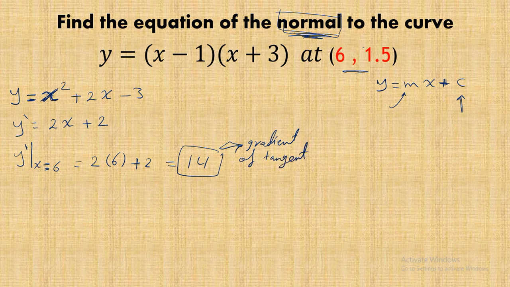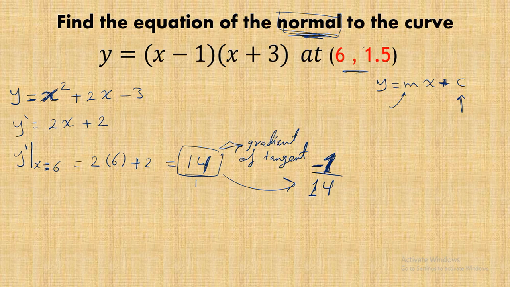What if we want to find the gradient of normal? Gradient of normal will be upside down and change sign. 14 over 1, sorry, it's like this. 14 over 1, it will be negative 1 over 14. The gradient of tangent is positive 14. It's 14 over 1. Upside down, it will be 1 over 14, and change sign, it was positive, it will be negative. And we'll complete as we did in the equation of tangent.